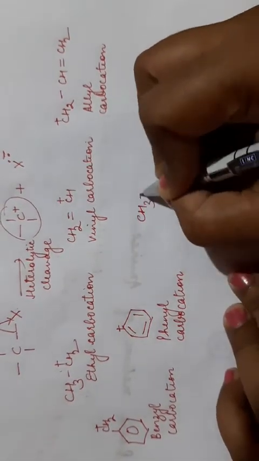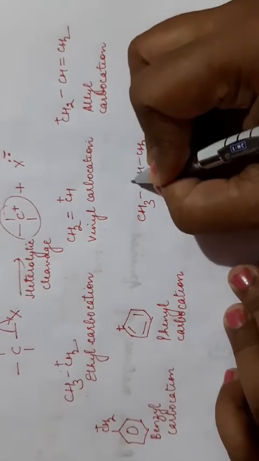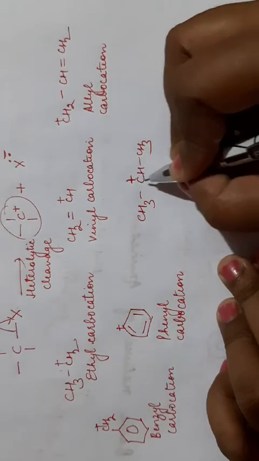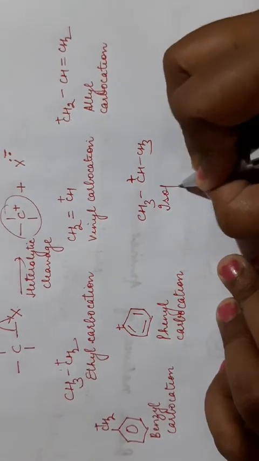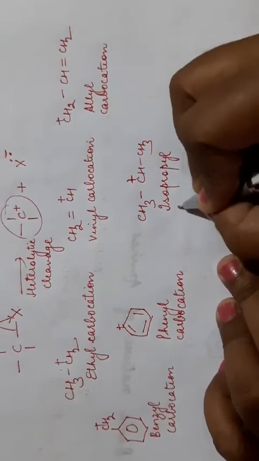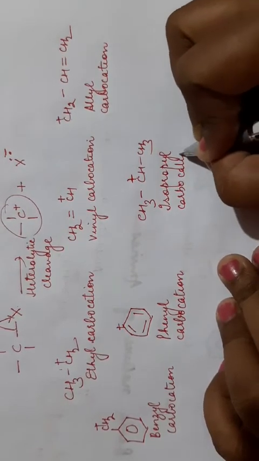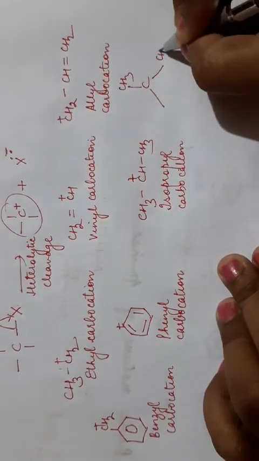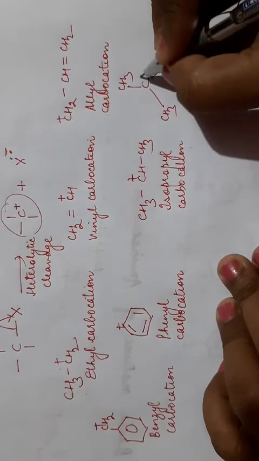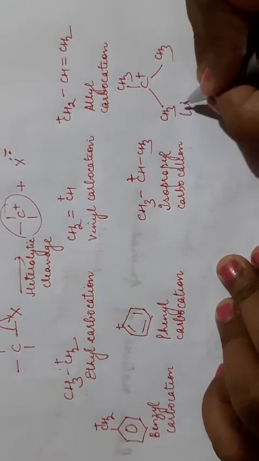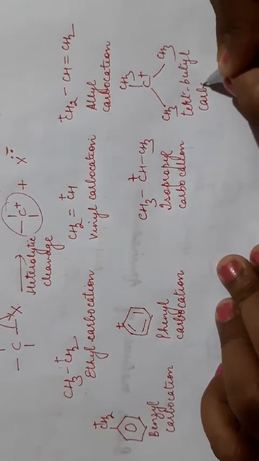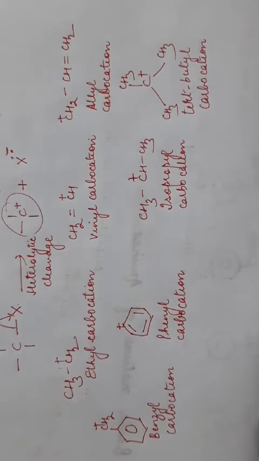Now suppose you have CH3 CH CH3 with a positive charge on the central carbon; this group is known as isopropyl group, so it is known as isopropyl carbocation. Clear? Another important one, which is very stable: if you have a carbon atom with 3 CH3 groups attached and a positive charge on it, it is known as tert-butyl carbocation. So these are the different examples of carbocations. Some of them are very unstable, some of them are highly stable.